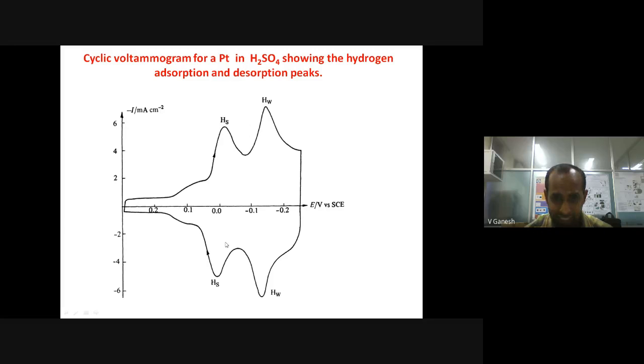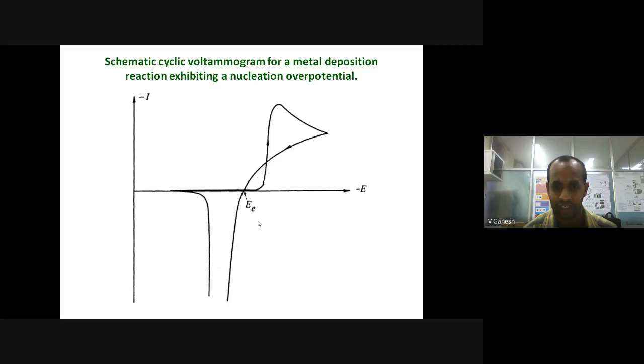Okay, so this suggests that if you do a cyclic voltammetry experiment in sulfuric acid, you would typically observe hydrogen adsorption and desorption peaks on the platinum electrode. By integrating the charge associated with this peak, one can assess the surface area of the platinum electrode. Maybe I will talk about this when we discuss electrocatalysis.